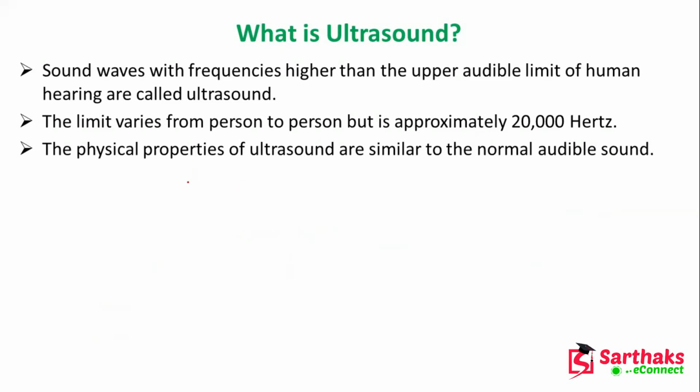Now, what is ultrasound? Sound waves with frequency greater than 20,000 hertz are called ultrasound. That means sound waves with frequency higher than the upper audible limit of human hearing are called ultrasound. The limit varies from person to person, but on an average it is approximately 20,000 hertz. The physical properties of ultrasound are similar to normal audible sound. And this ultrasound has several applications.